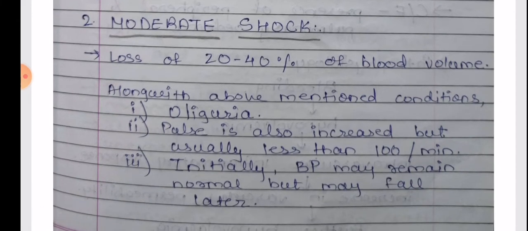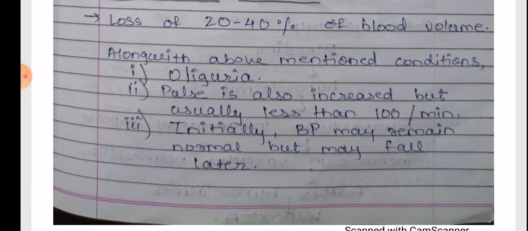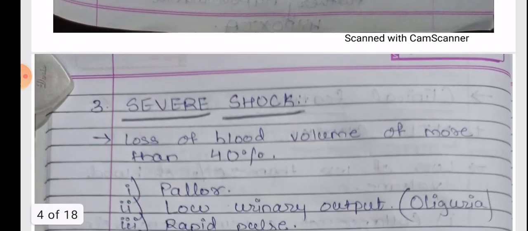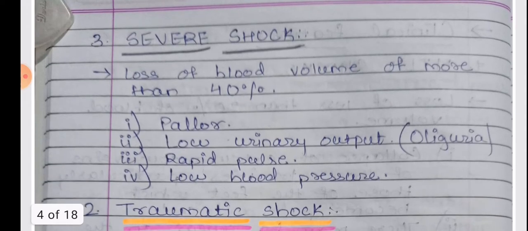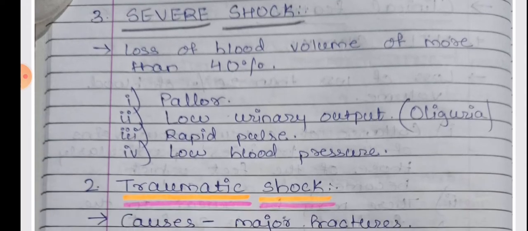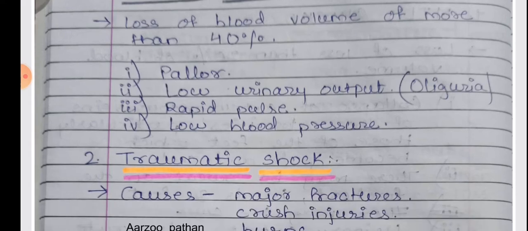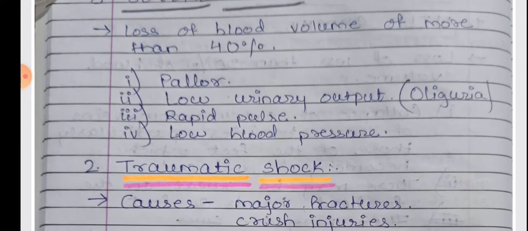Along with the above mentioned conditions, oliguria, pulse is also increased but usually less than 100 beats per minute. Initially BP remains normal but may fall later, which leads to hypotension. And lastly, we look into the severe shock. Loss of blood volume of more than 40%, pallor, low urinary output, which is oliguria, rapid pulse, which is tachycardia, and low blood pressure, which is hypotension, are some important clinical features of the severe shock.